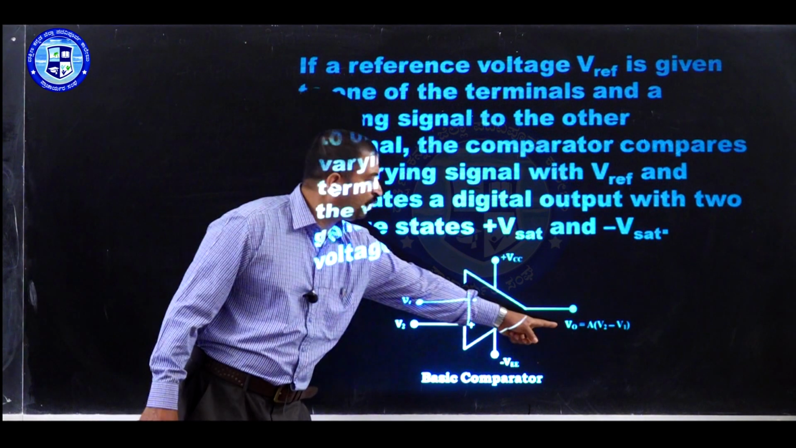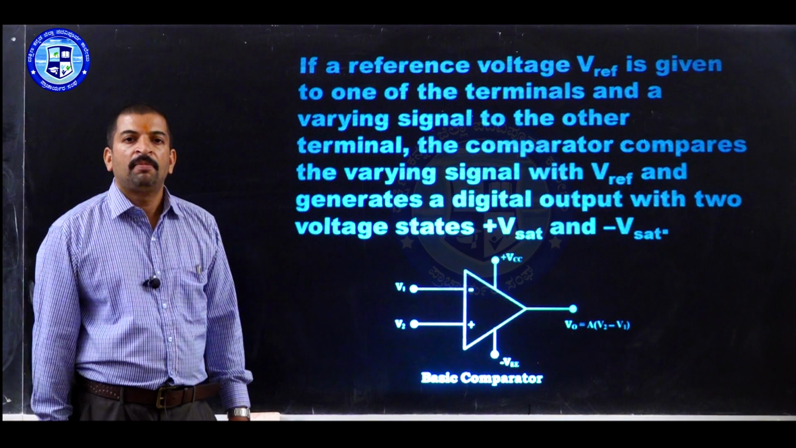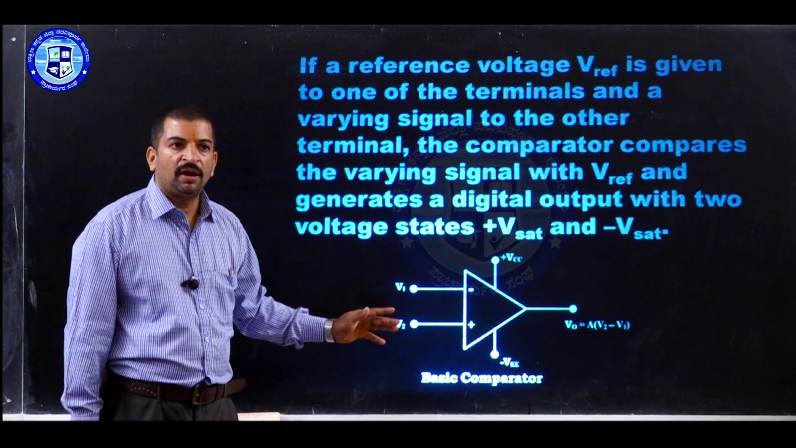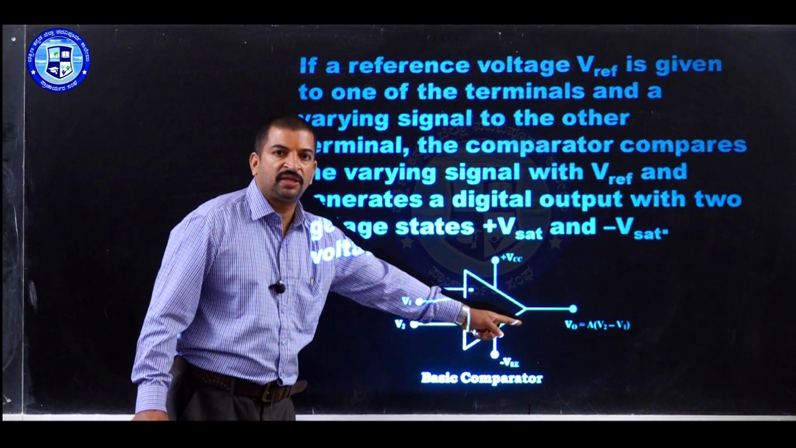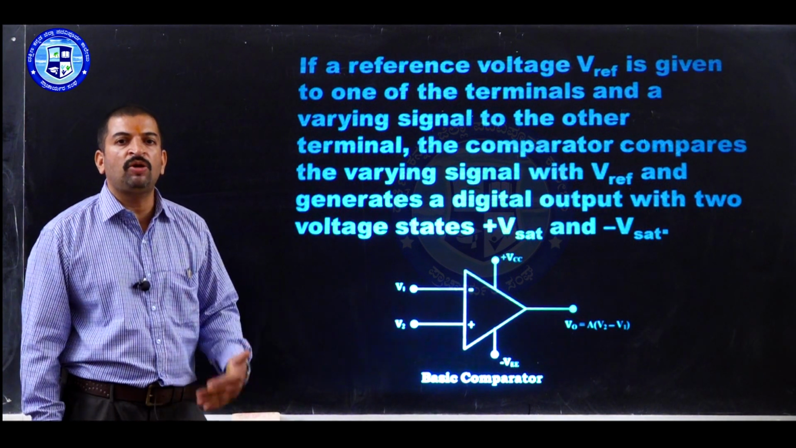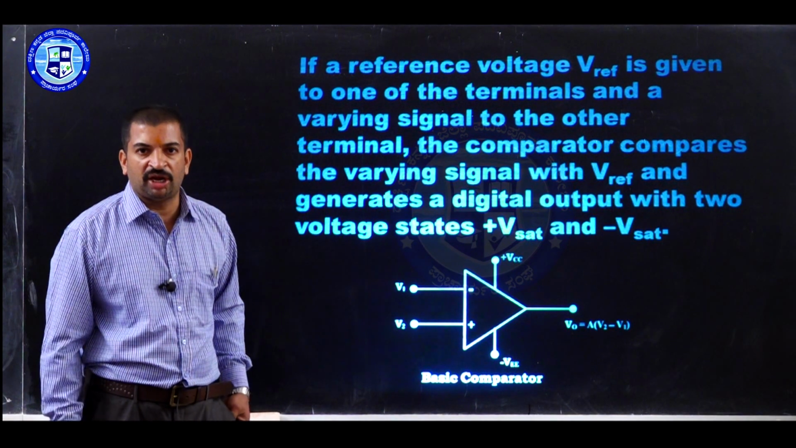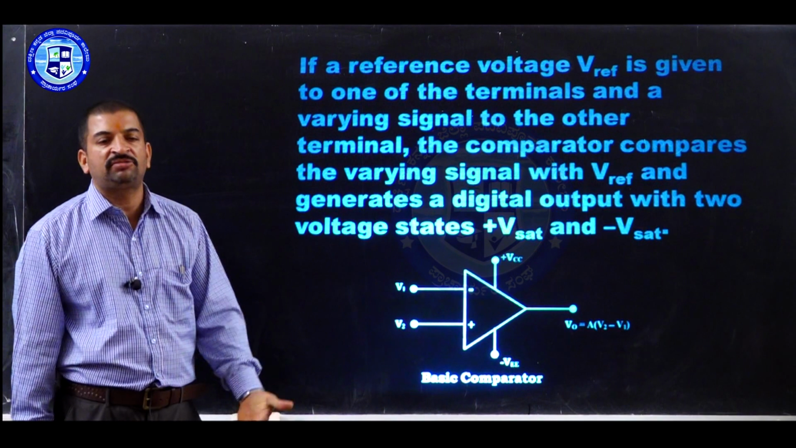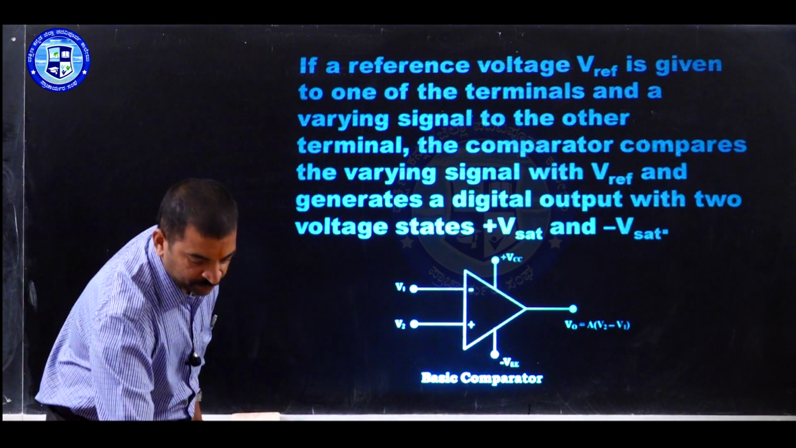According to this formula, VO is equal to A into V2 minus V1. Practically, it is not at all possible to generate the output voltage given by the equation VO equal to A into V2 minus V1. Since open loop voltage gain of the op-amp is very high, op-amp goes into saturation. The maximum output voltage may be at plus V saturation, or it may be at minus V saturation.